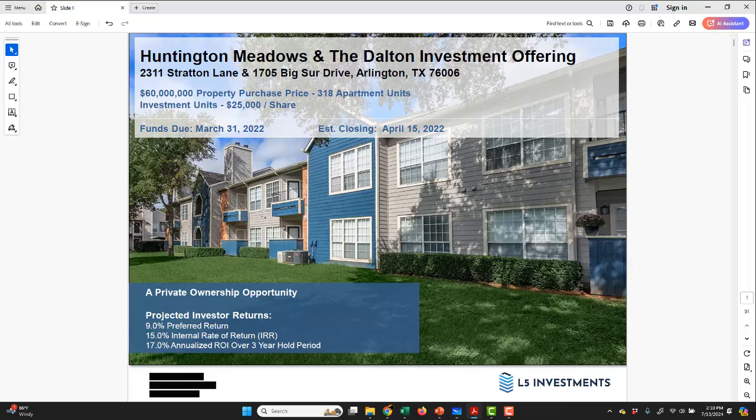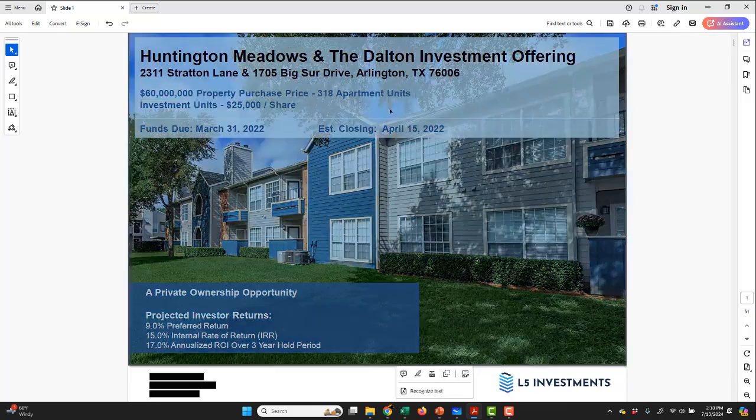So in this video, we're going to look at an actual commercial real estate deal and recalculate some of these metrics that we talked about in this module that are related to commercial real estate mortgage financing. So this is an apartment deal in Texas. It's a 318 unit apartment building. The purchase price is $60 million.